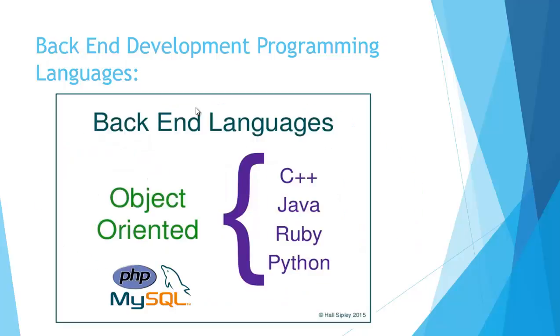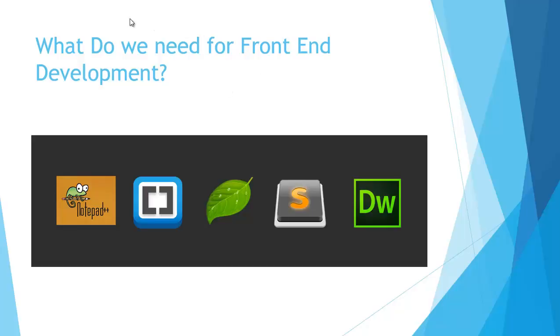In contrast, for backend development there are many programming languages that the server uses. Some of them are C++, Java, Ruby, Python, PHP, MySQL, Oracle. There is a whole bunch of backend development. What do we need for front-end development? In this course, we will learn HTML5, CSS3, and JavaScript.